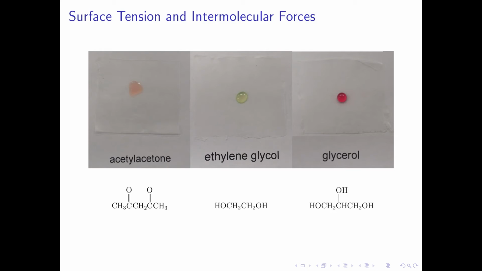First, we notice that the acetyl-acetone drop is not even circular in shape. It is spread out quite a bit when added to the surface. The ethylene glycol has maintained its circular shape largely, but has deformed slightly, whereas the glycerol has a nearly perfect circular shape looking from above.